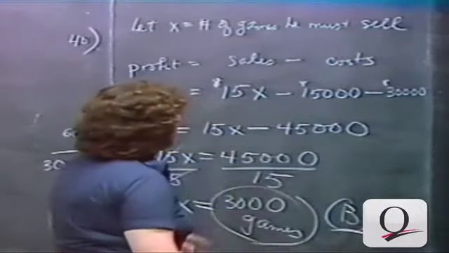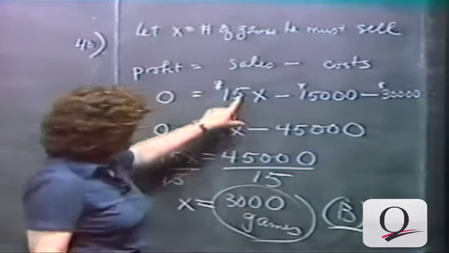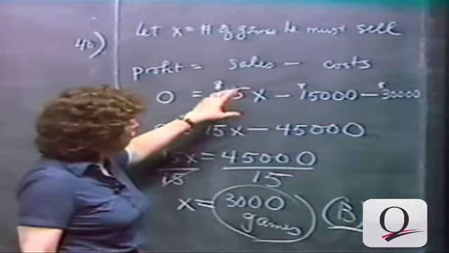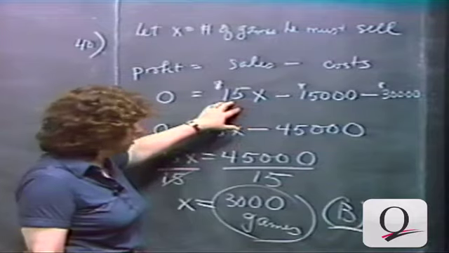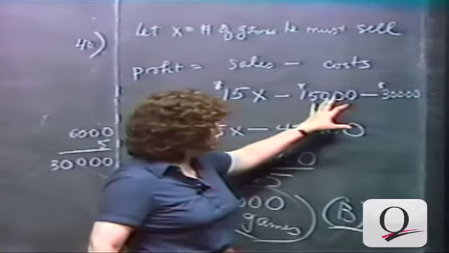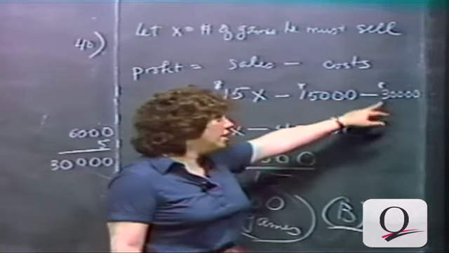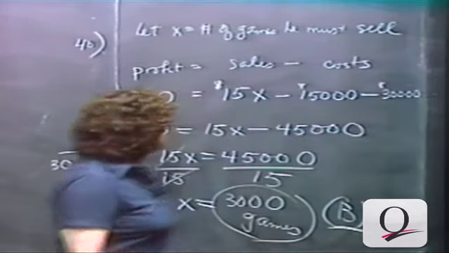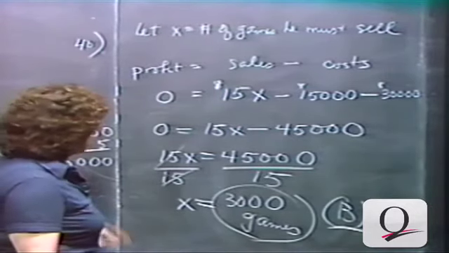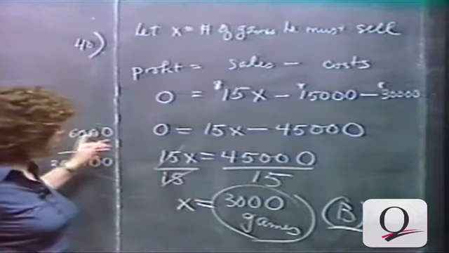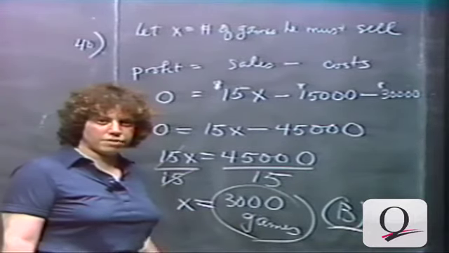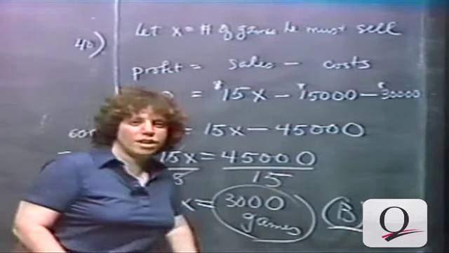Let's check this out. If he sells 3,000 games at $15 a game, he will bring in $45,000. Okay, less his fixed costs of 15,000 overhead and 30,000 to produce the 6,000 games. Of course, he has now an additional 3,000 games, and if he can sell those, he will be making profit. That brings us to the end of this tape.